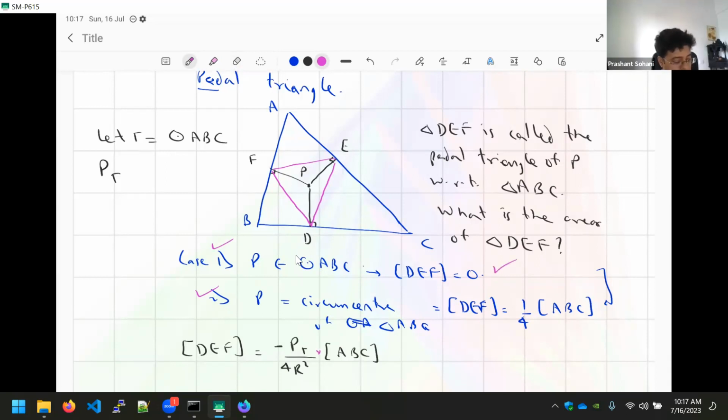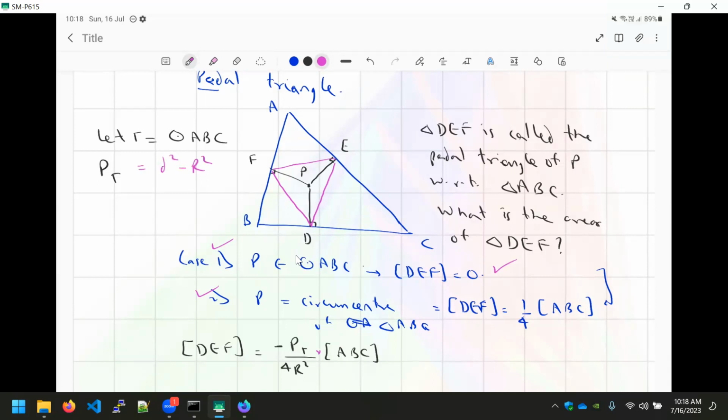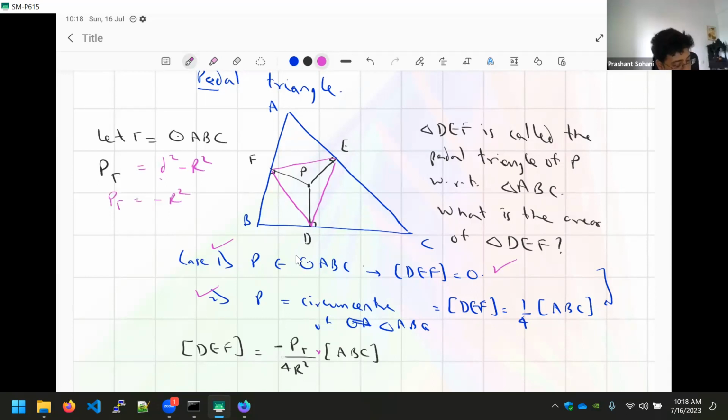And what about when the point is at the circumcenter? The formula of the power we know is d squared minus R squared, where d is the distance from the center. So d becomes 0. Therefore, power is simply minus R squared. And so if you put minus R squared, this will become minus minus plus. So it will be 1/4 of ABC. Okay, so at least this formula seems to satisfy these two special cases.